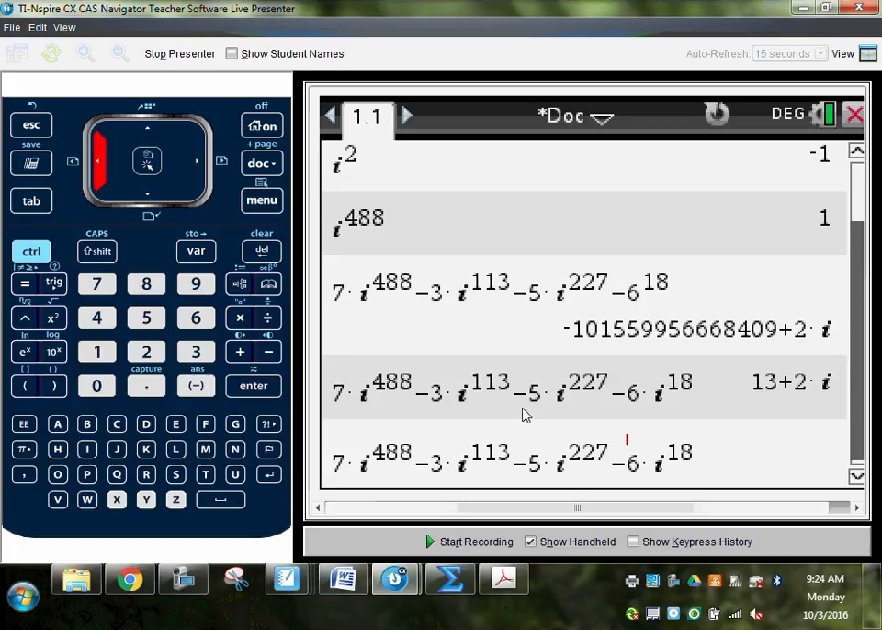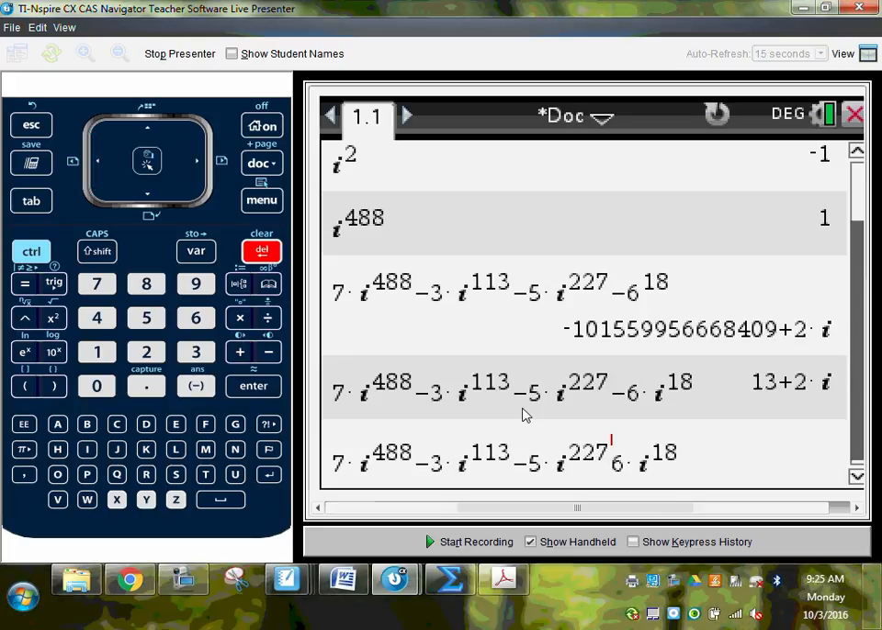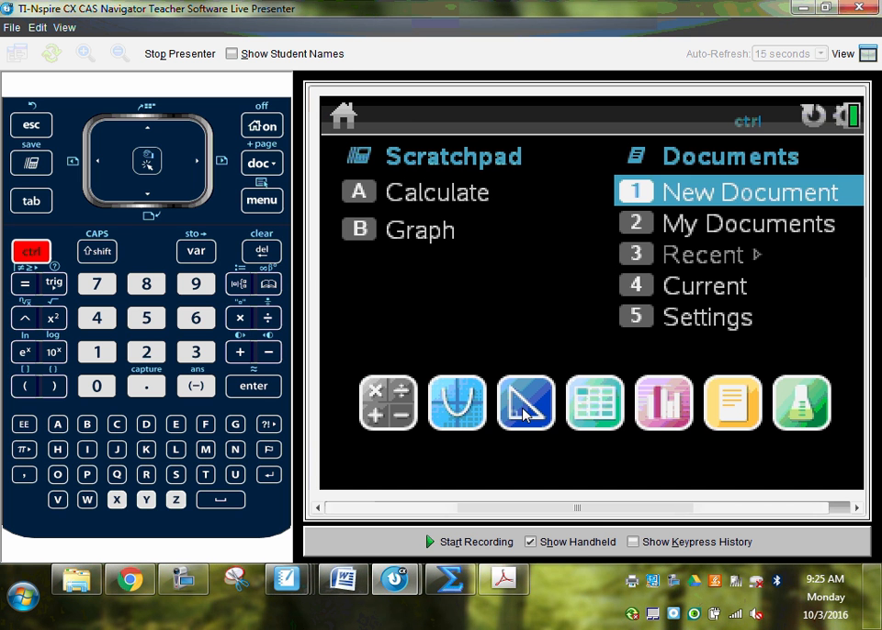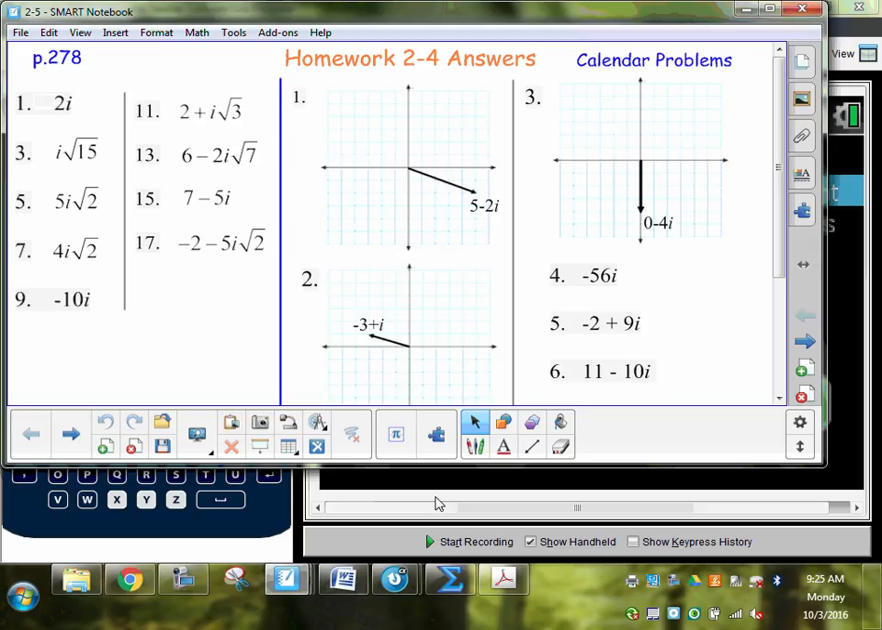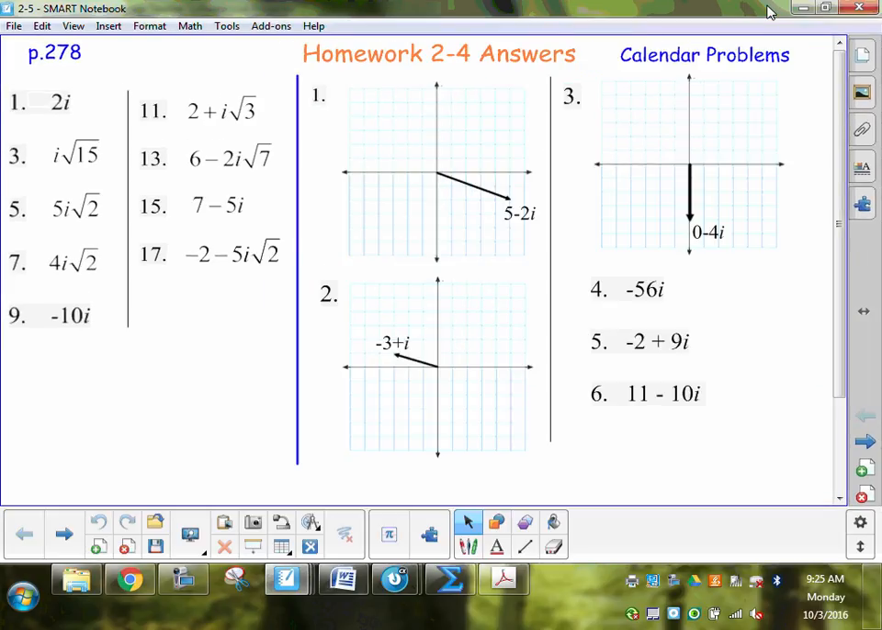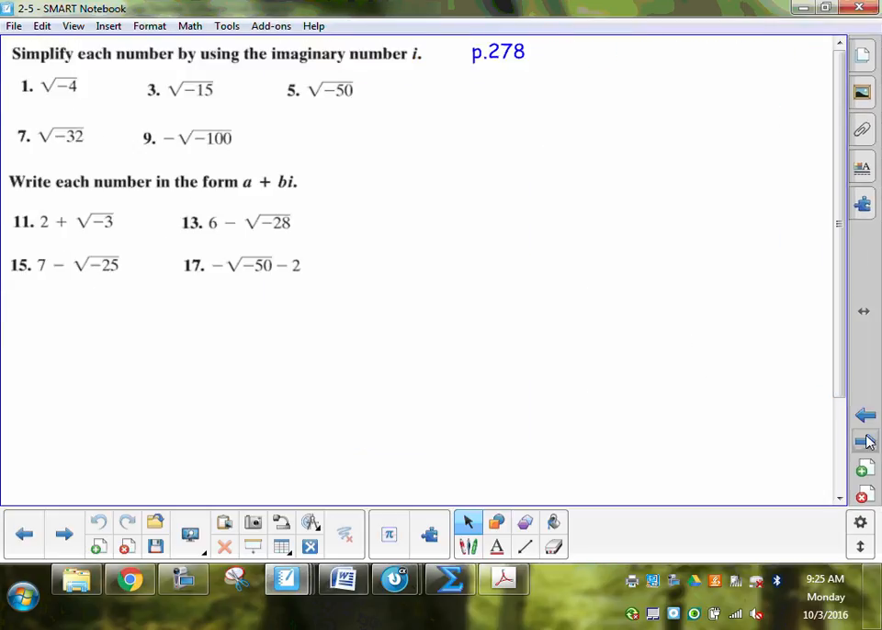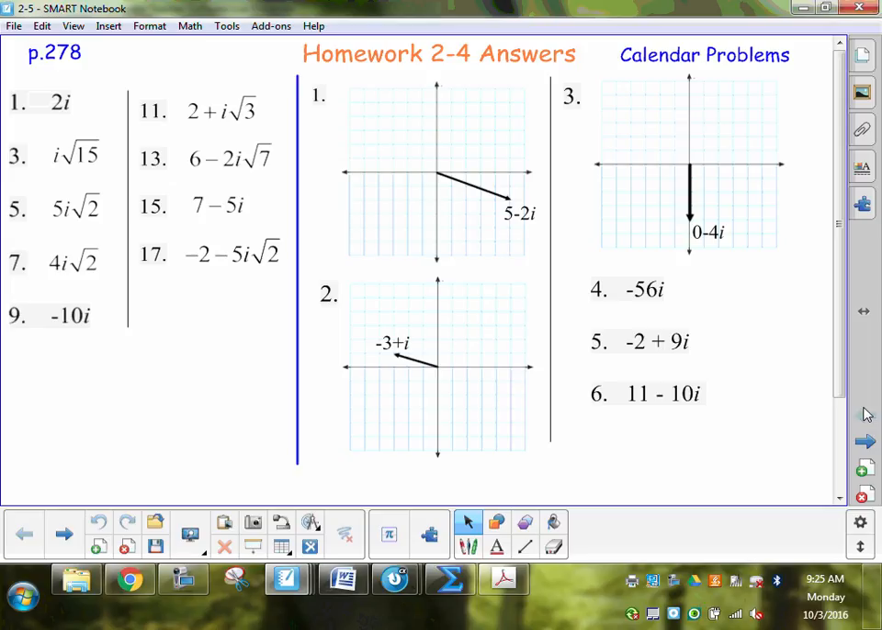But when we do this, could I train my little Raquito to go through and change it? No? Okay. For those of you that want them, here's the answers for your homework. Make sure your calculators get put back in the right spot. Have a great rest of your day.